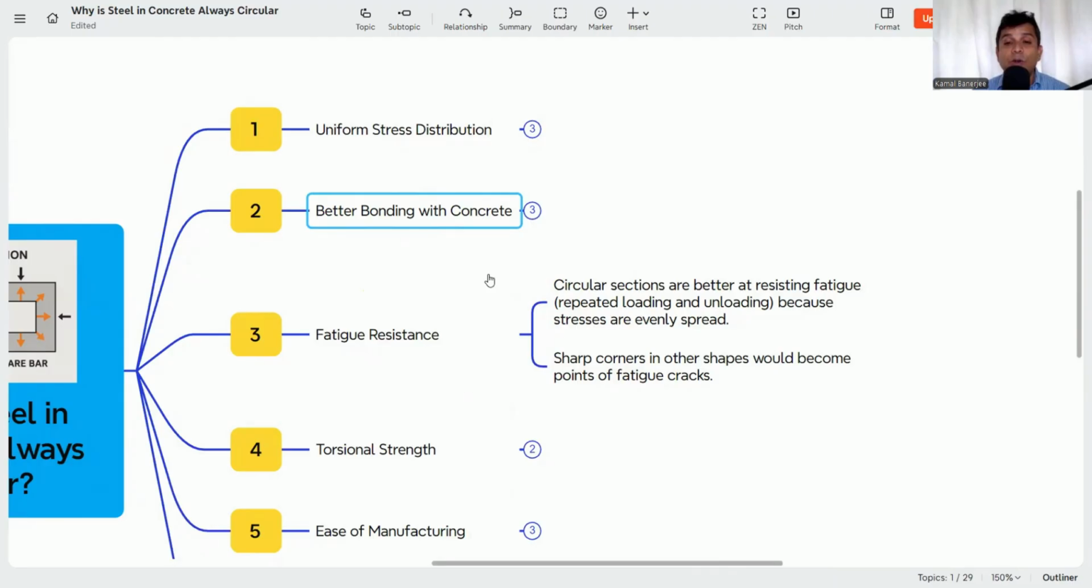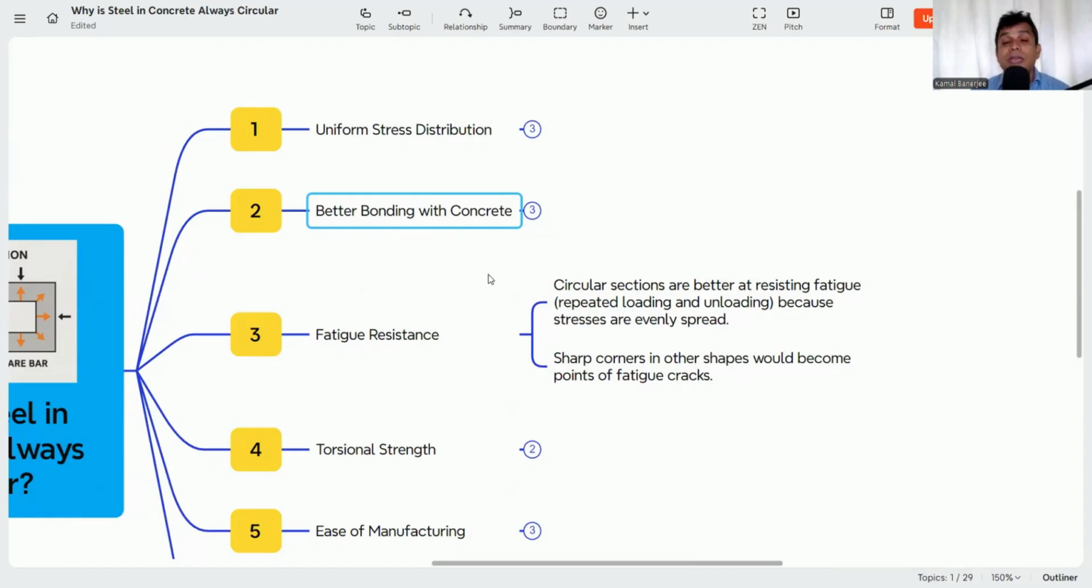See, I already gave the example of the road, where repeated loading and unloading is coming. So it is very important that the stress generated due to the load is evenly spread, and the round bar is number one for that. Sharp corners in other shapes would become points of fatigue cracks. Not only for stress distribution but also for fatigue resistance, the corner will break, because from the center of gravity of the bar, the corner is at more distance, so the load will be more there, and there can be a crack.